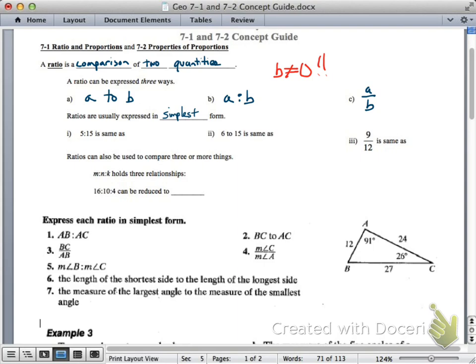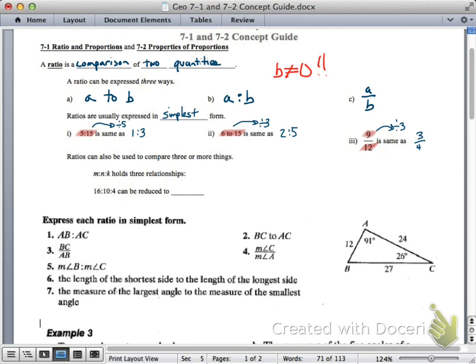So 5 to 15 is the same as, well, 5 goes into both 5 and 15, so it can be reduced to 1 to 3. 6 to 15, well, 3 goes into both of these, so it can be reduced to the expression 2 to 5. 9 to 12, that looks like a fraction, because it is, and 3 goes into both 9 and 12, so it can be reduced to 3/4, and really no different than what you've been doing for a long, long time.